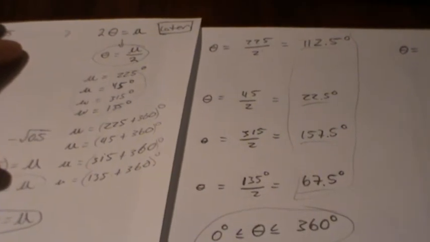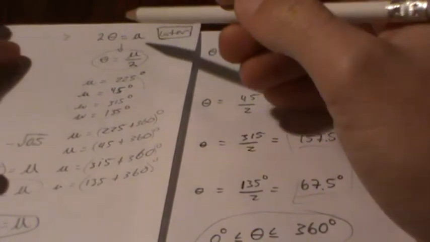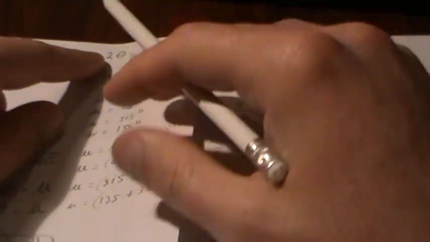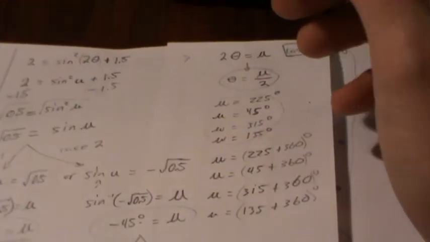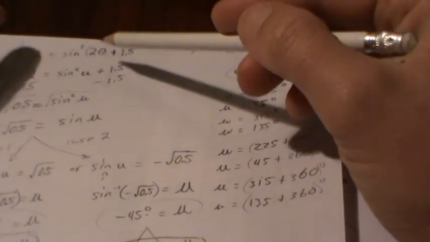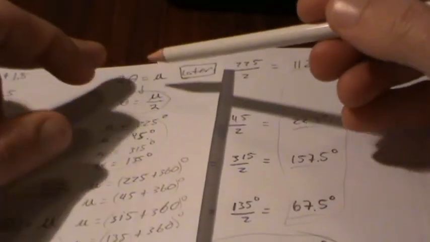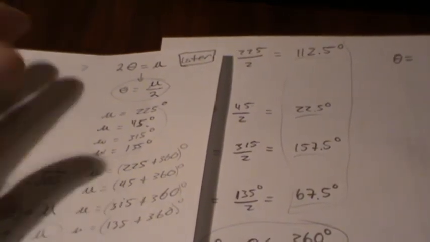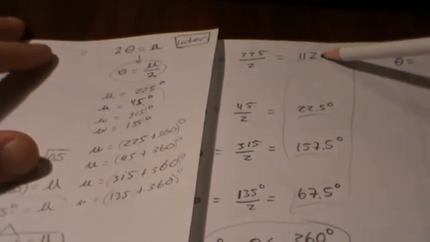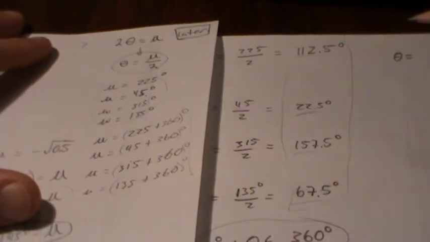So in the end, you'll have 8 solutions. You'll have half of 225, half of 45, half of the others. And the reason why we're doing this half is because remember, this 2 theta came from the original equation, and we threw it away, did the whole question in u's, found some u values, and now we're using them to find thetas that are between 0 and 360. Well, these 4 u values only give us thetas that are below 180. These 4 u values will give us all of the thetas that are above 180.